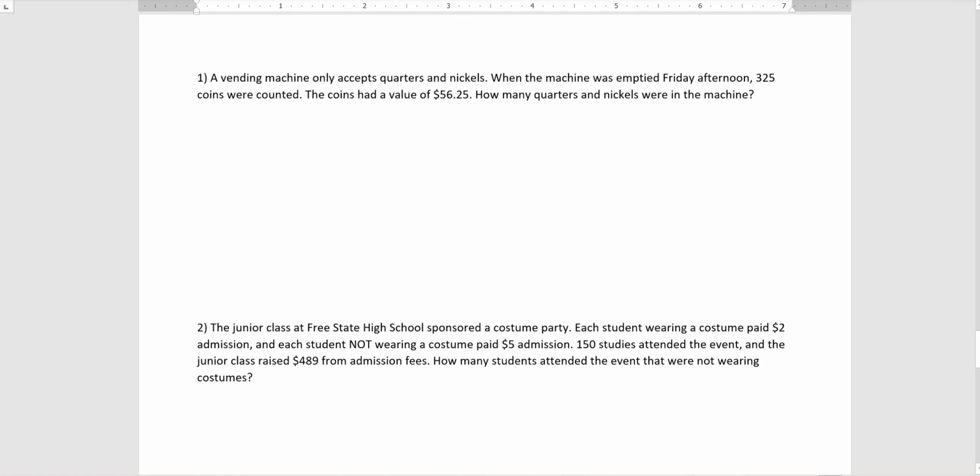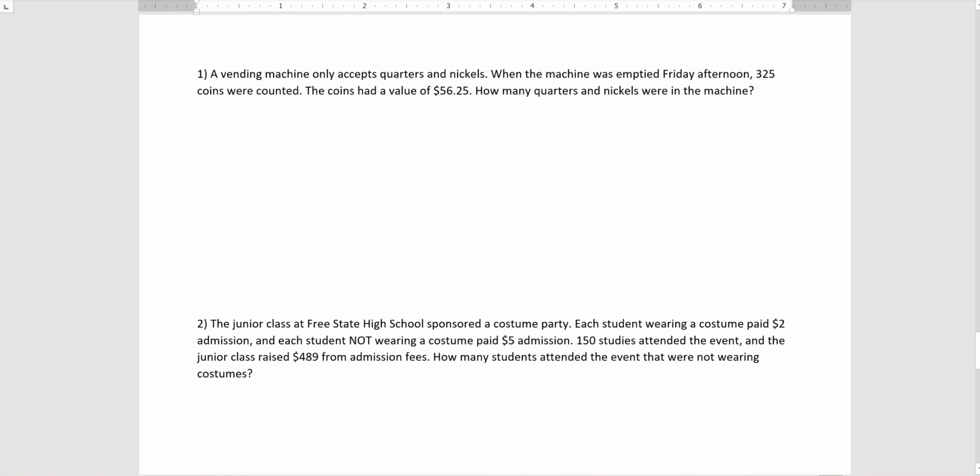So let's look here at number 1. A vending machine only accepts quarters and nickels. When the machine was emptied Friday afternoon, 325 coins were counted. The coins had a value of $56.25. How many quarters and nickels were in the machine? Okay, so looking here, a vending machine only accepts quarters and nickels, and we want to know how many quarters and nickels were in the machine.